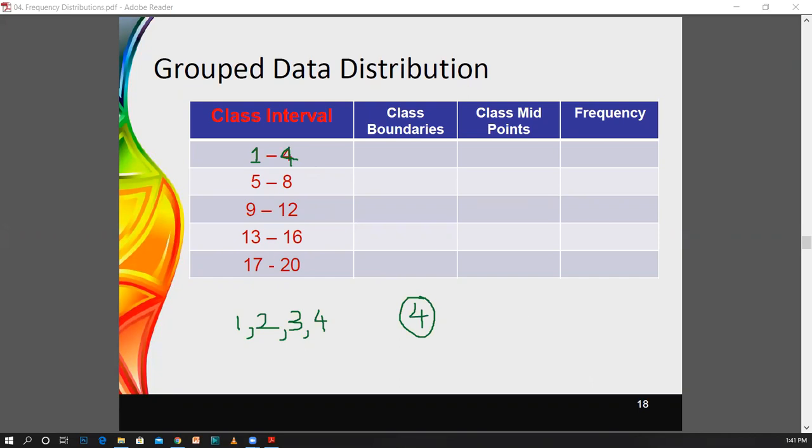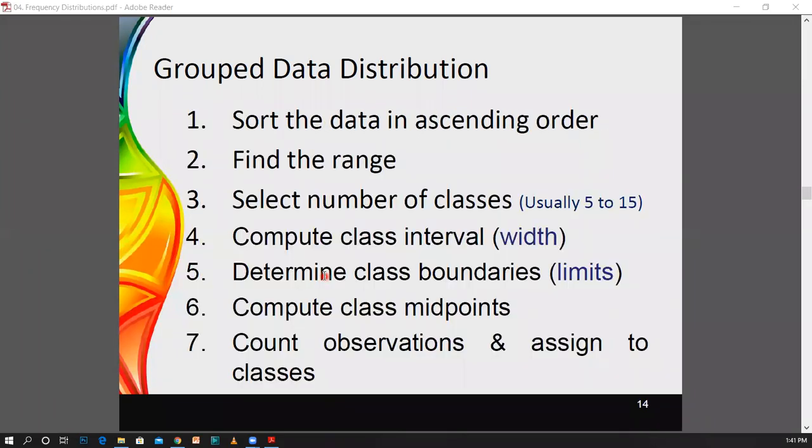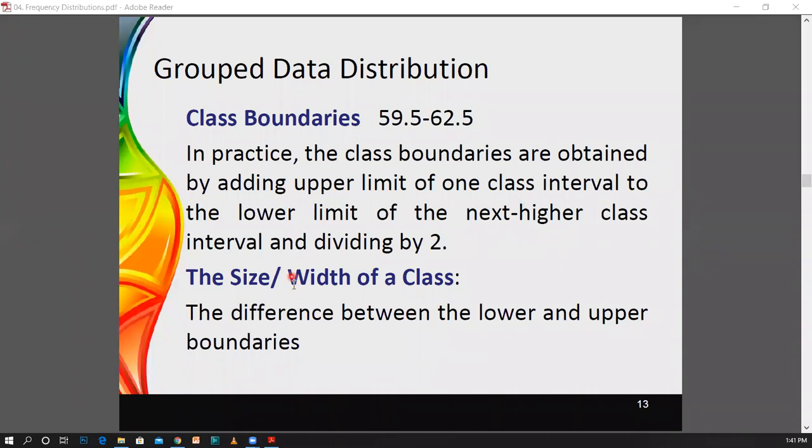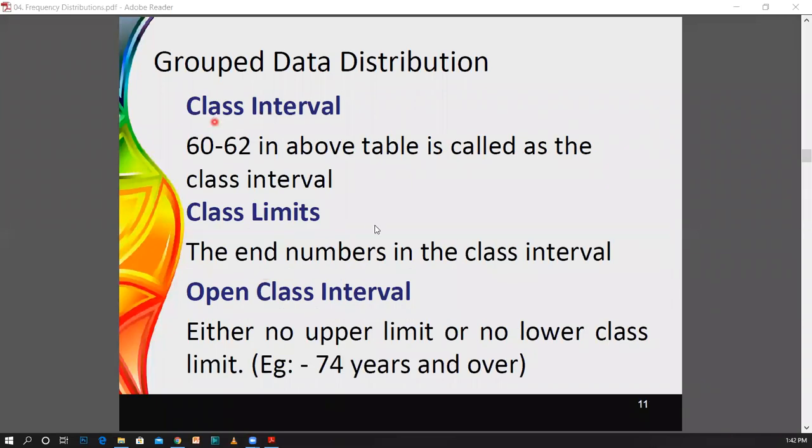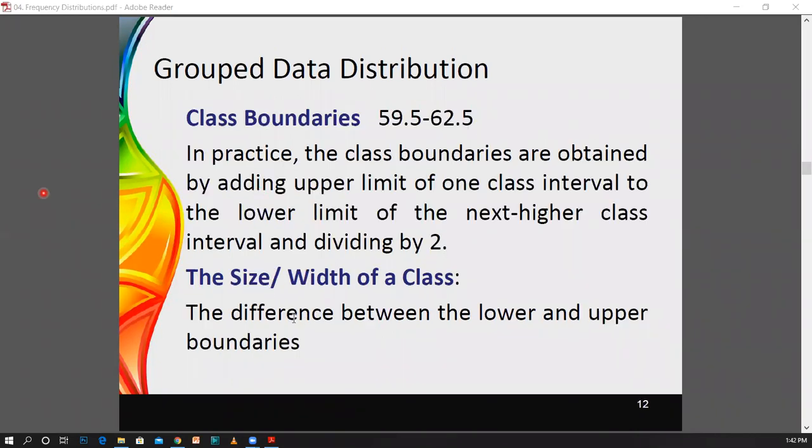One thing I have to tell you, going back to the previous slide for an important point. I told you that when we are calculating the width of a class, we take the difference between the lower and the upper class boundaries. If you need, you can take the class intervals also. If you are taking the class interval, the width should be the difference of the class interval plus 1. Normally, we are not going to use that formula. Normally, we use the difference between the lower and the upper boundaries as the width of the class.